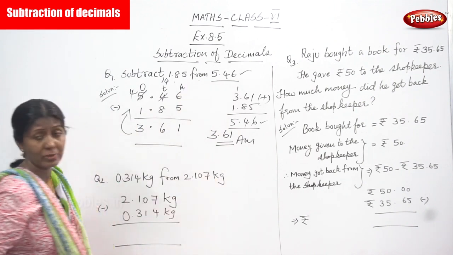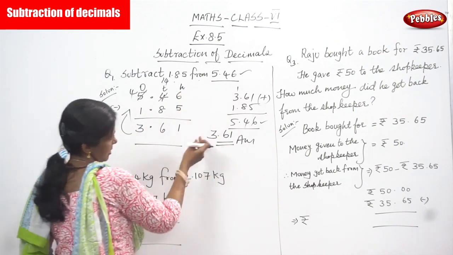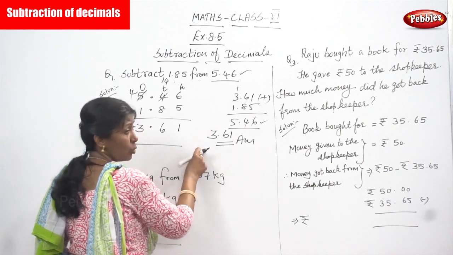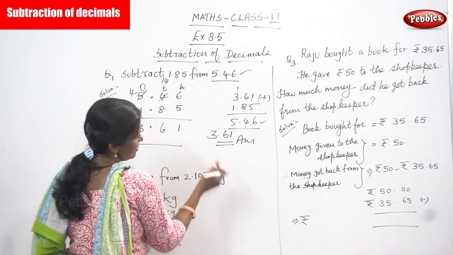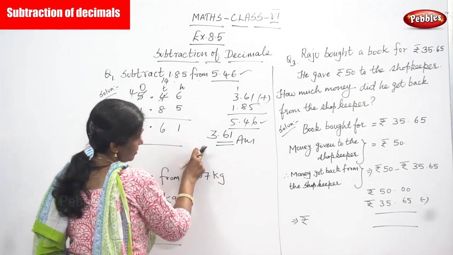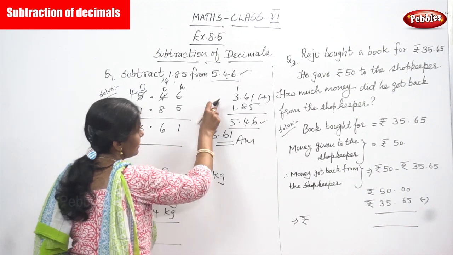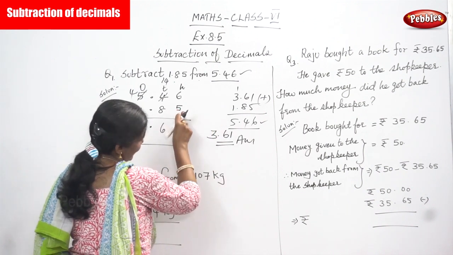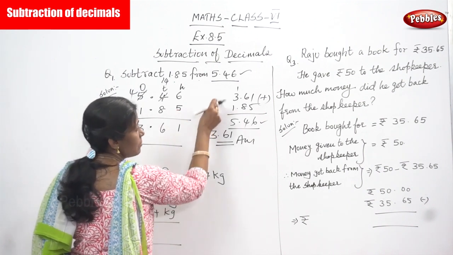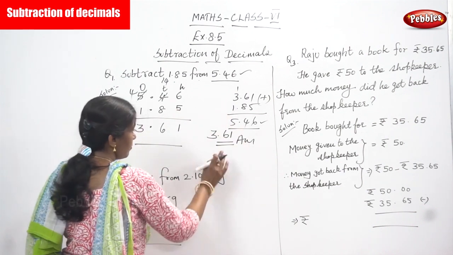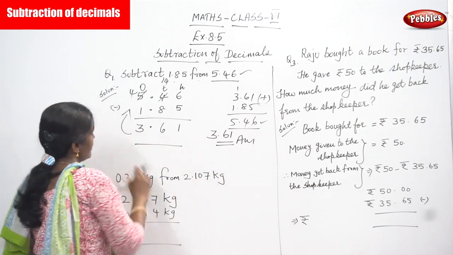This is the right answer for the question. I told you the check method also. If you want to find out whether the answer is right or wrong, you use the check method: write the answer, then add the second number, and you get the question, 5.46. I think you understand the first question.